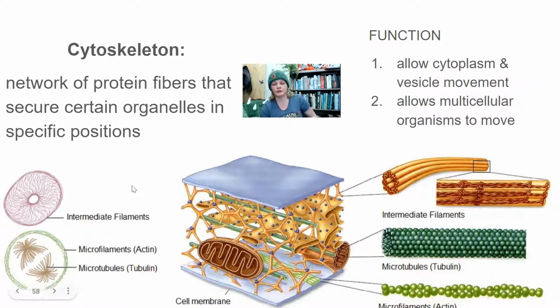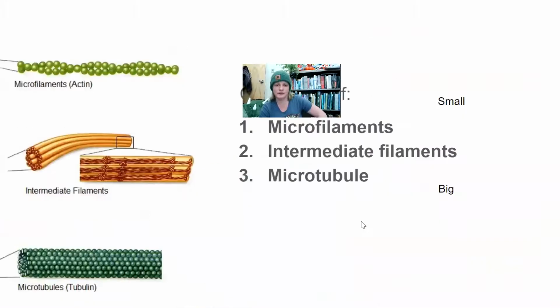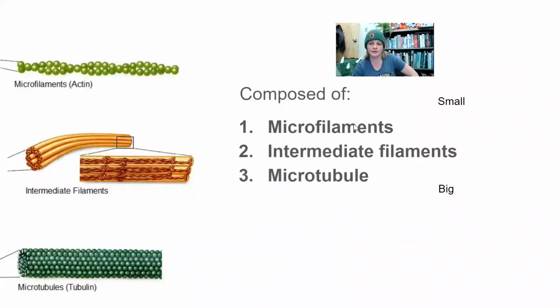And so we're going to go through these different fibers here. I've arranged them here from small to big, but when we talk about them, we're going to go big to small. Sorry about that. We have our microfilaments, which are also called actin filaments. These are just proteins that are twisted around each other. If you think of two ropes twisted around like that, that's what these actin filaments are. And then we've got intermediate filaments.